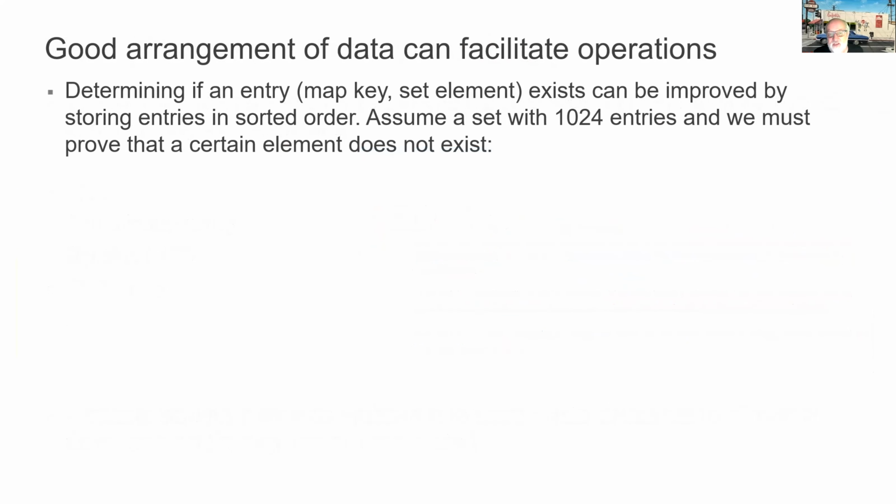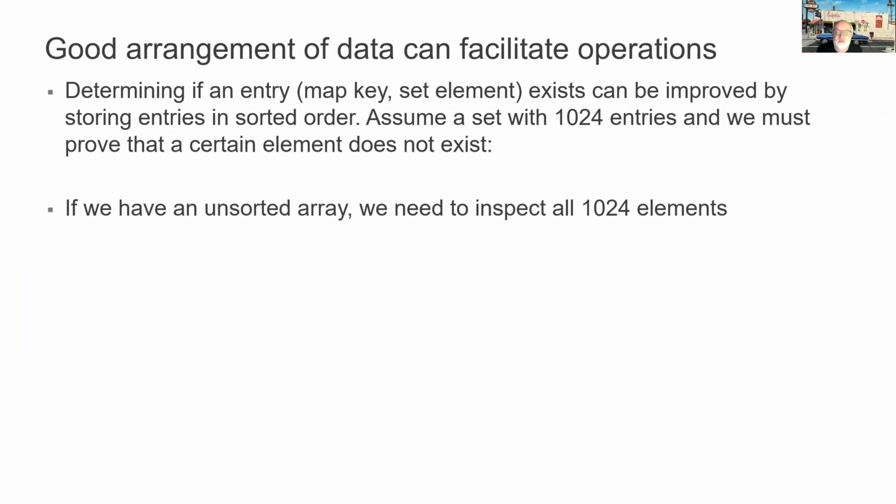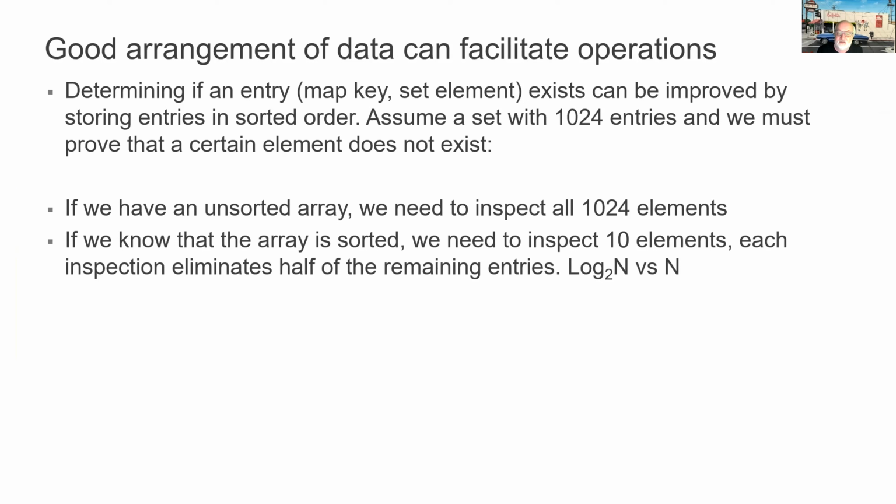So a good arrangement of data can facilitate operations, right? For example, checking if an entry exists can be improved by storing in sorted order. Assume a set with 1,000 entries. We must prove that a certain element does not exist among these 1,000 entries. If we have an unsorted array, we need to inspect all elements to prove that it doesn't exist. If we know that the array is sorted, we only need to inspect 10 elements, log2 n, right? Each inspection eliminates half of the remaining entries. That goes really fast, right?